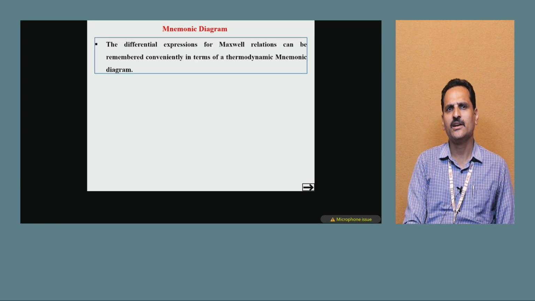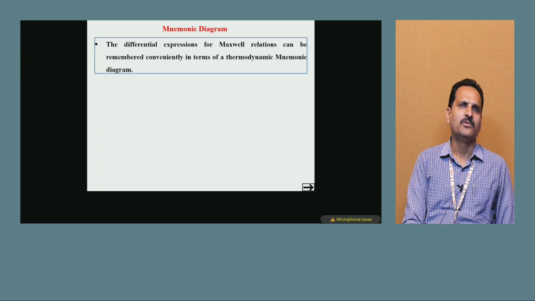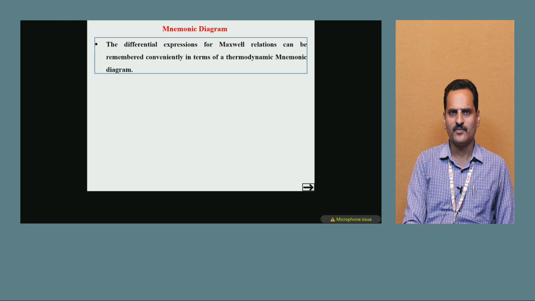So, an easy way we can deduce these relationships is through the mnemonic diagrams. These Maxwell relations can be easily remembered and easily written in terms of thermodynamic mnemonic diagrams.